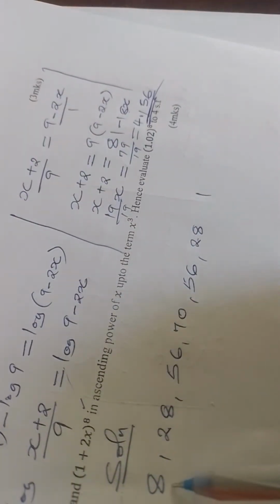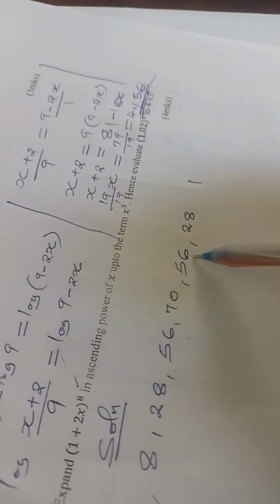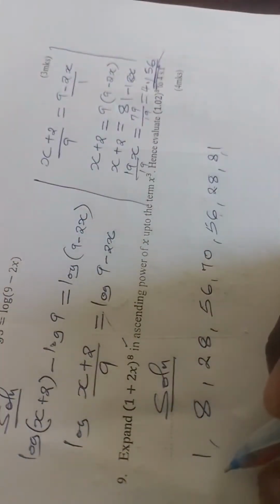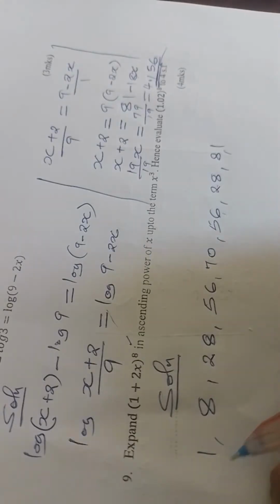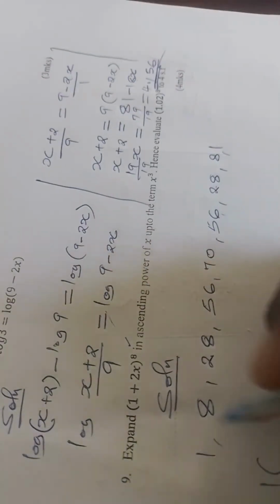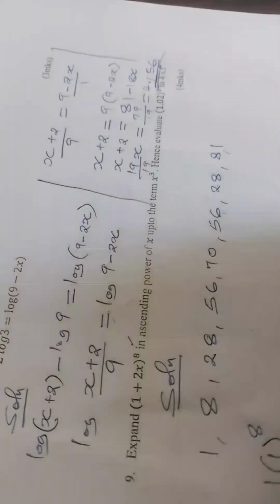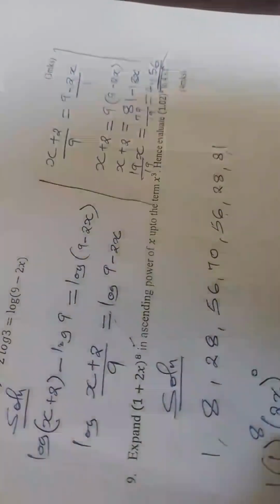1 8 28 56 70 56 28. This one is supposed to be 8, then 1. Then for this one, the first term, the coefficient will be 1, so it will be 1 into 1 raised to power 8. This one will reduce. This one will be 0, 2x, then 0.